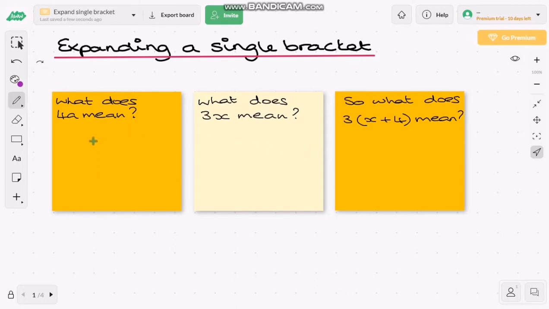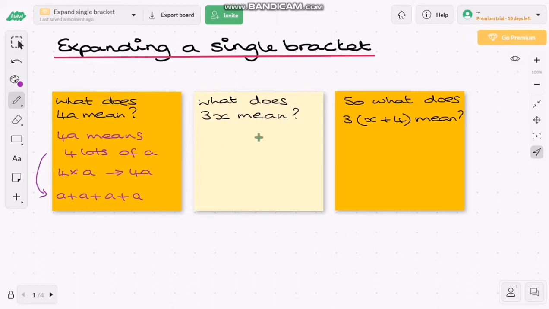So first of all, what does 4a mean? So 4a means 4 lots of a, okay? It means 4 times a, but in algebra we just shorten it to 4a, so we know it means 4 times a, and it also means a plus a plus a plus a, doesn't it? That's what 4 lots of a means, a plus a plus a plus a.